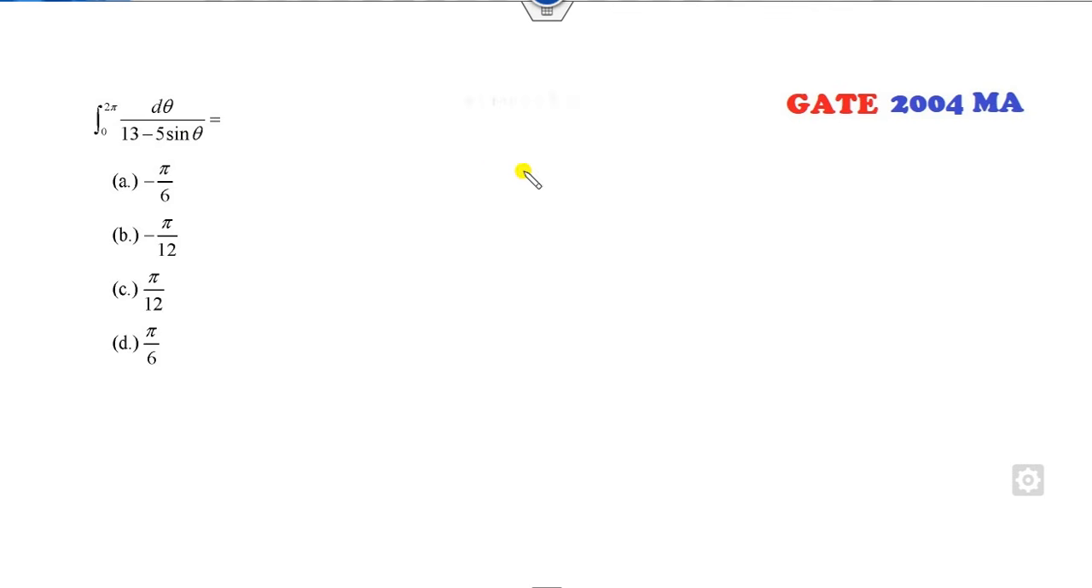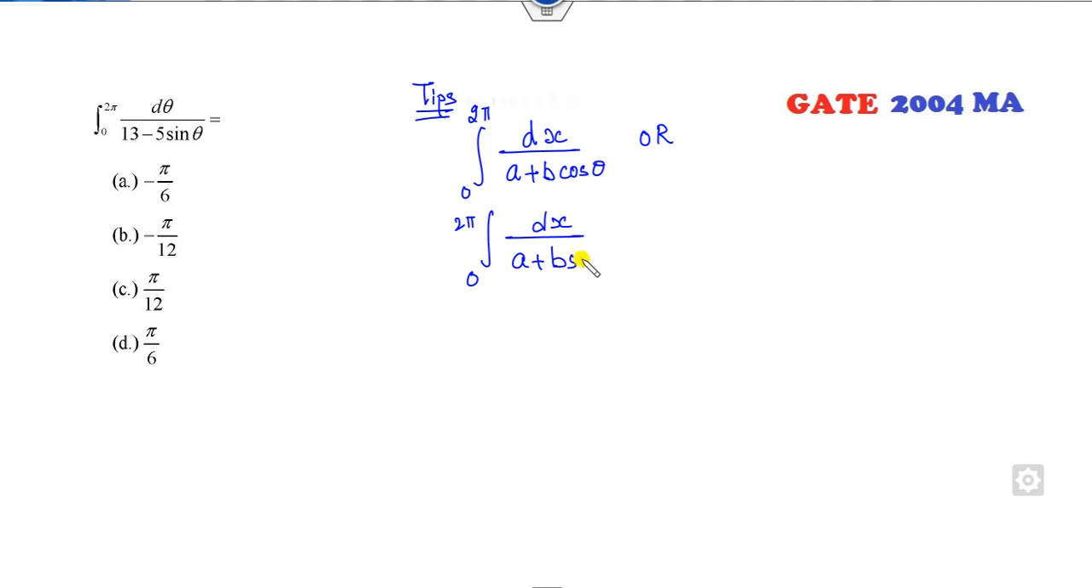Okay, look at this one. How can you solve that? A very simple tip I can give you. Whenever there is an integration from 0 to 2 pi of dx over a plus b cos theta, or an integration from 0 to 2 pi of dx over a plus b sin theta, remember that the answer will always be 2 pi divided by the square root of a square minus b square. Fine. a is the constant, b is the coefficient of the cos and sine.